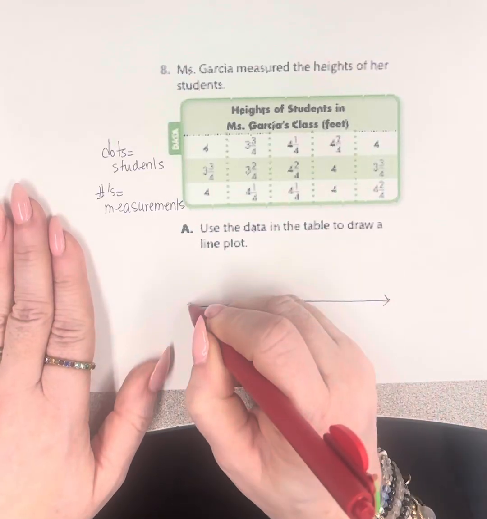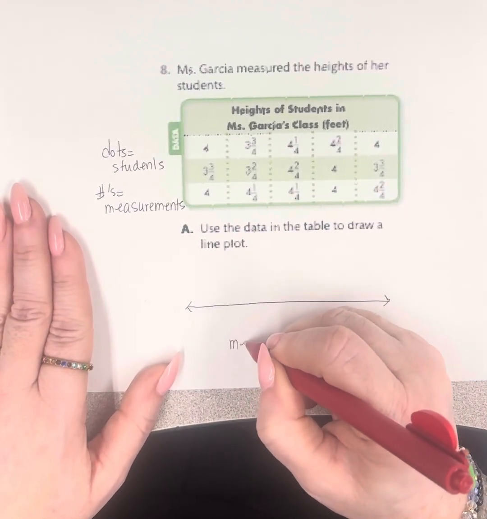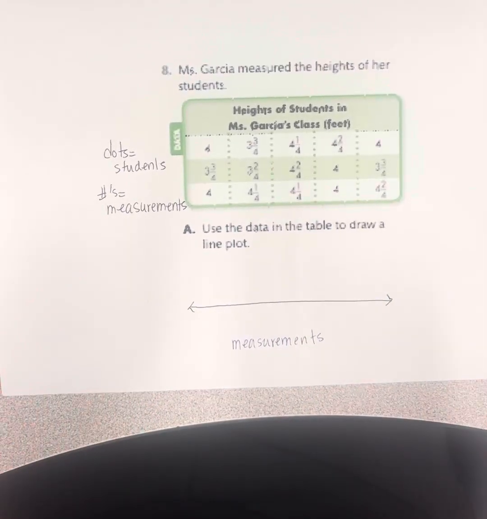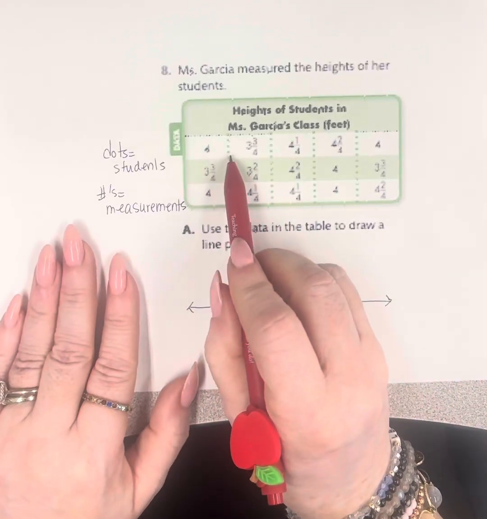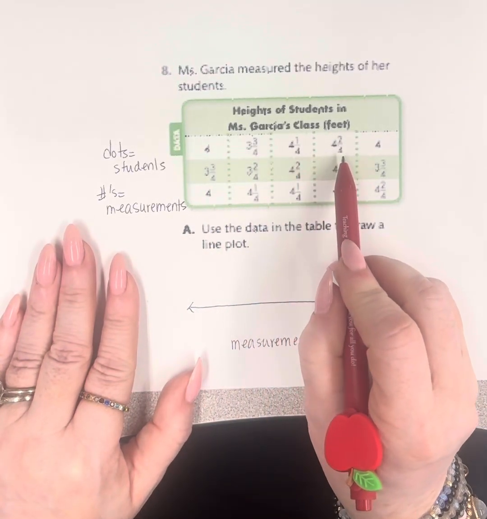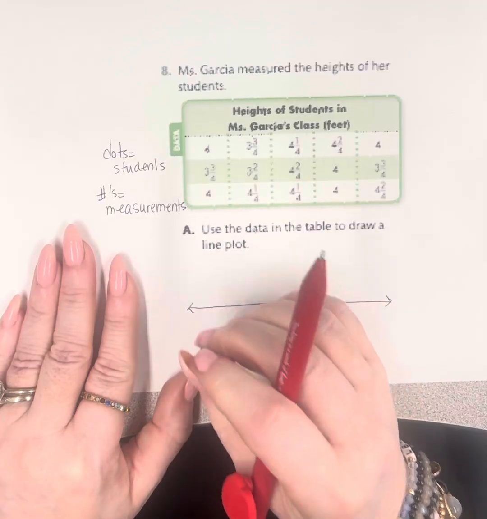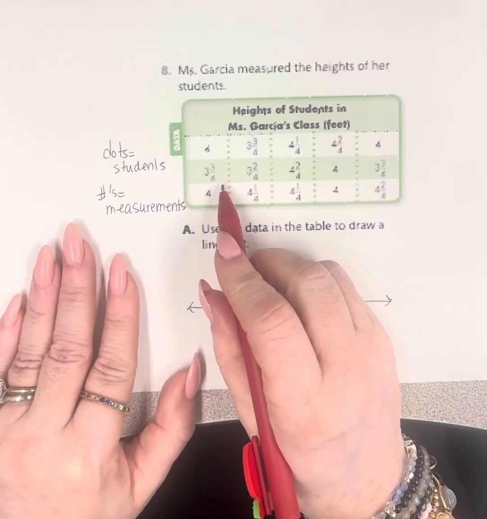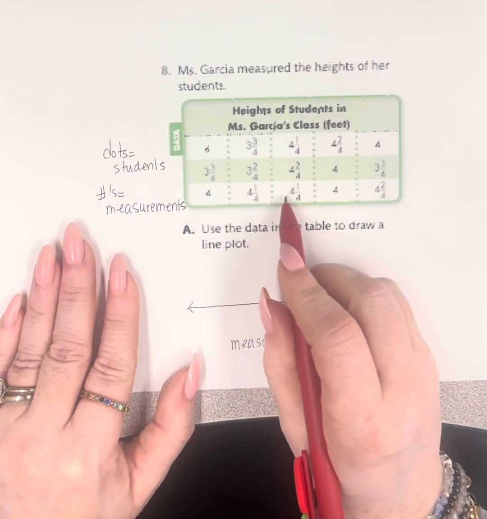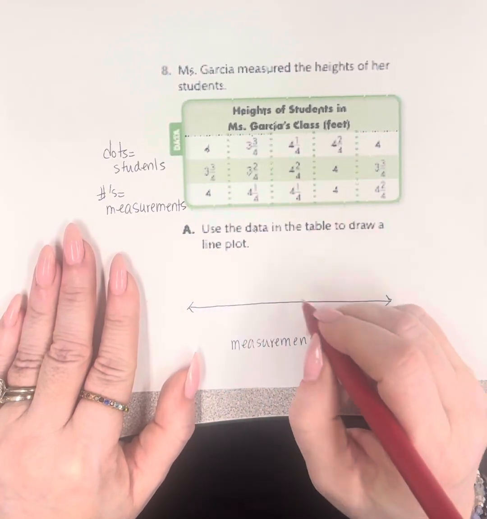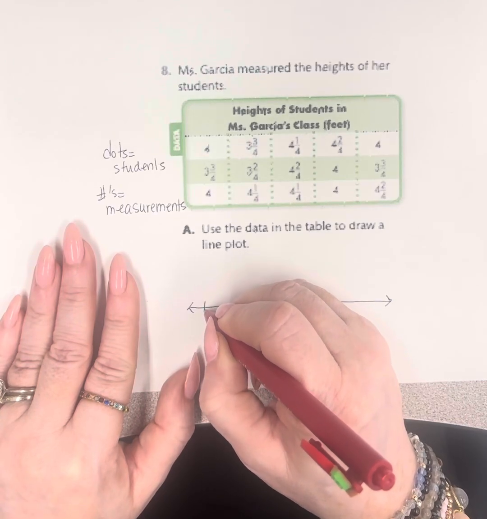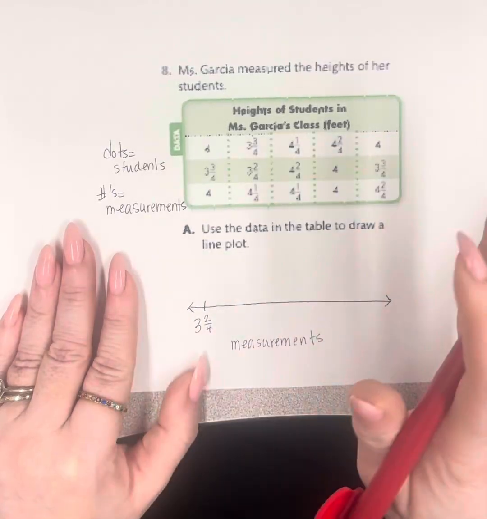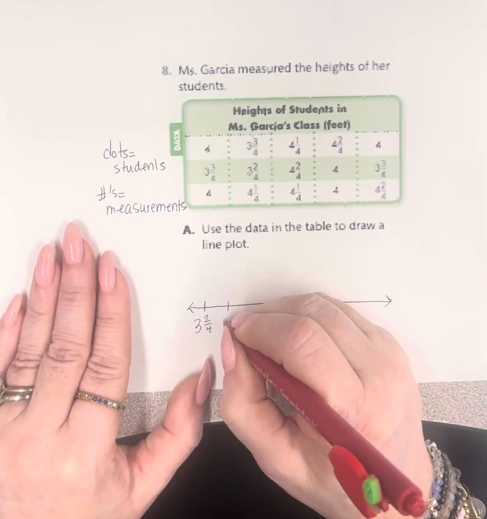First thing, I draw a line and I write measurements here. Now I have to find my smallest piece of data. So I have 3 3/4, okay. All right. I'm noticing a lot of fourths, so I'm going to have to skip count by fourths. And my shortest height is going to be 3 2/4. So I'm going to start with 3 2/4, and I'm going to skip count by fourths. You don't need to simplify in this case.